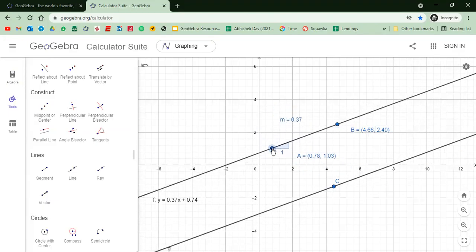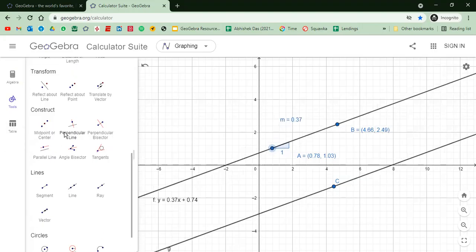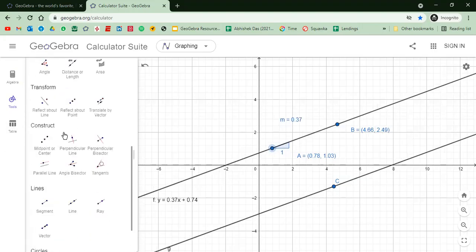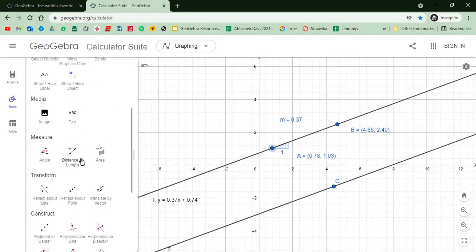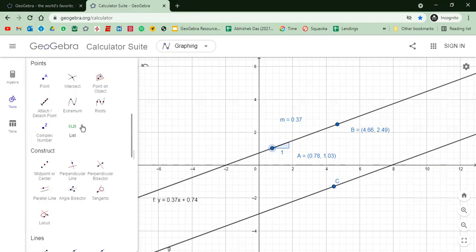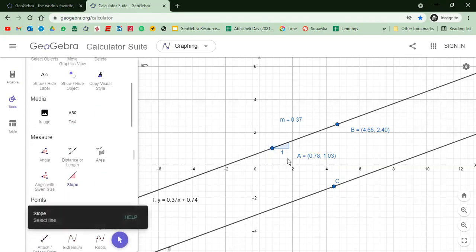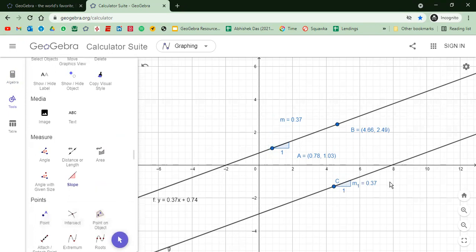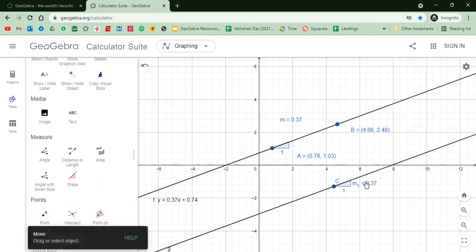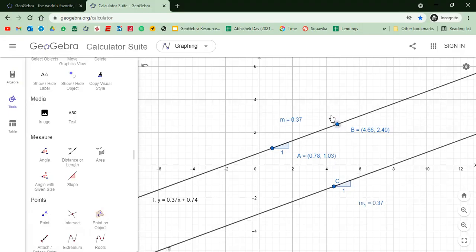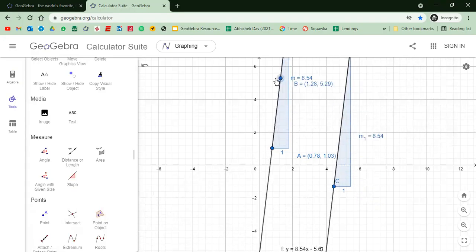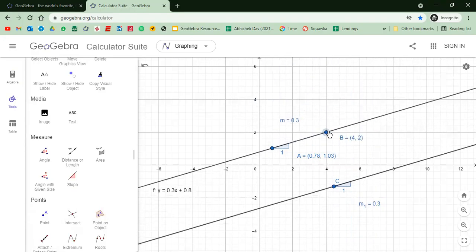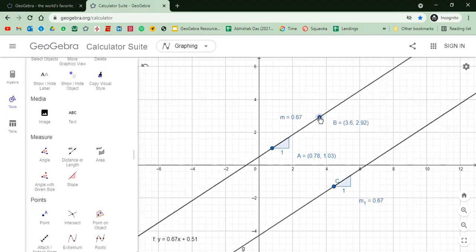Now let's figure out what is the slope of this parallel line. We'll go to this measure button again, on slope. We'll find that the slope of these two lines remains the same throughout. So we can definitely say that slopes of parallel lines are equal to each other, right?